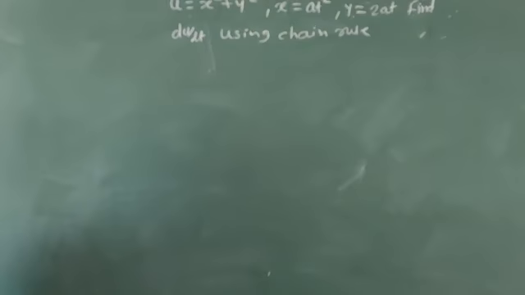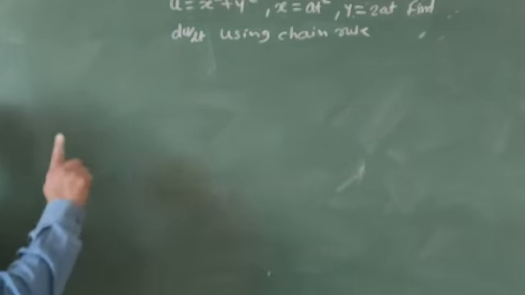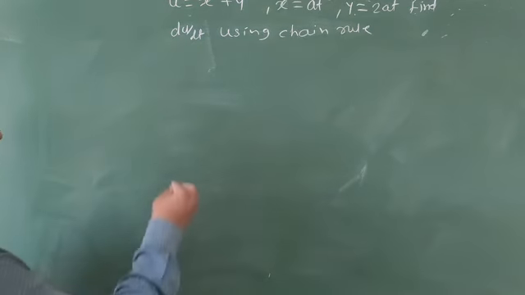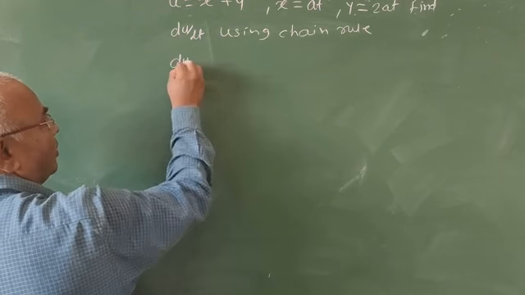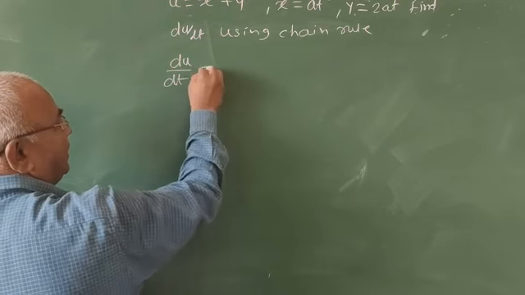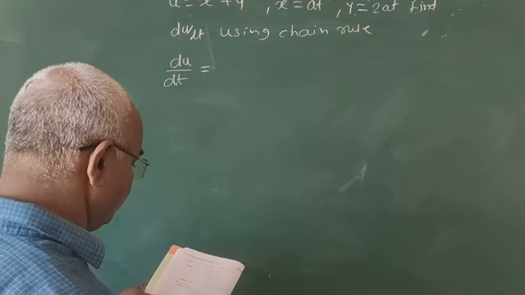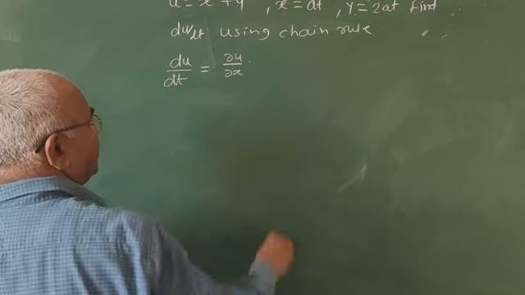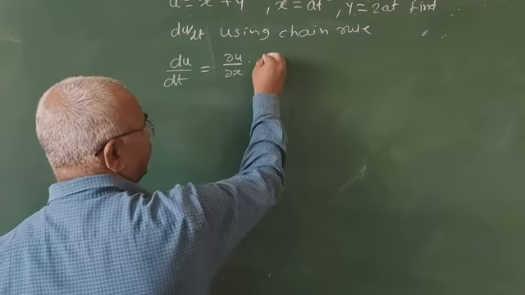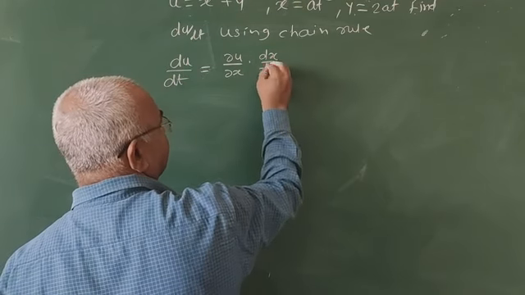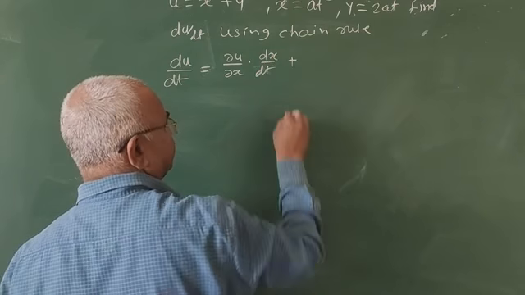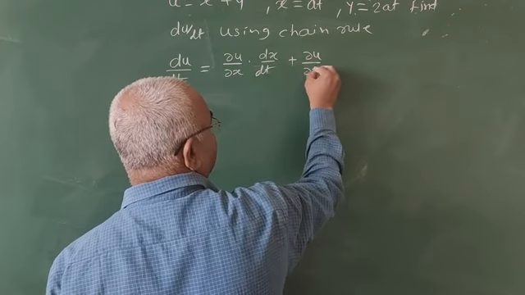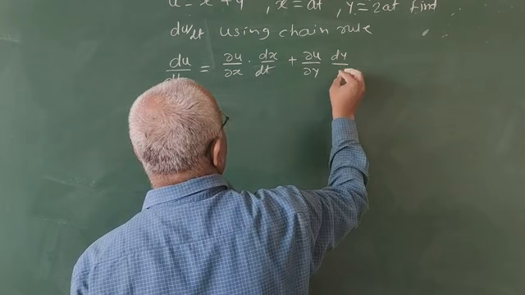That means this is another method, but here we use the chain rule, and we know that by using the chain rule the formula is du by dt is equal to del u by del x into dx by dt plus del u by del y into dy by dt.